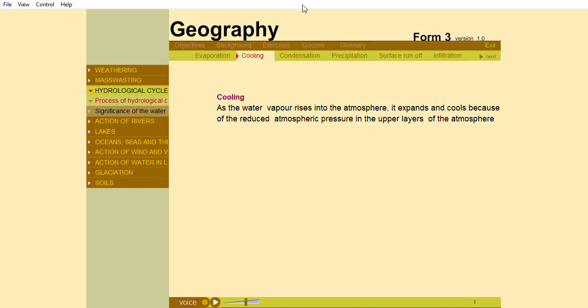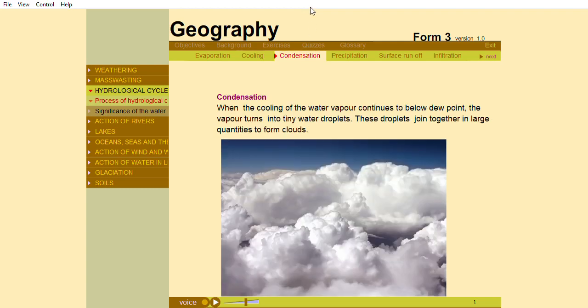Cooling. As the water vapor rises into the atmosphere, it expands and cools because of the reduced atmospheric pressure in the upper layers of the atmosphere. Condensation. When the cooling of the water vapor continues to below dew point, the vapor turns into tiny water droplets. These droplets join together in large quantities to form clouds.